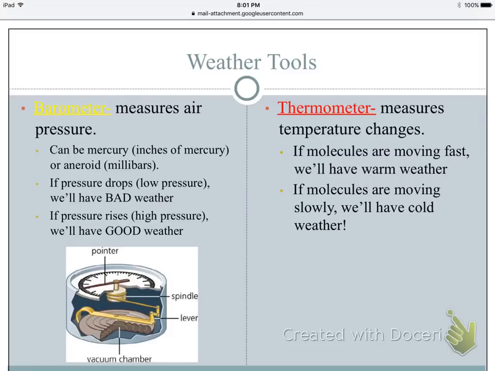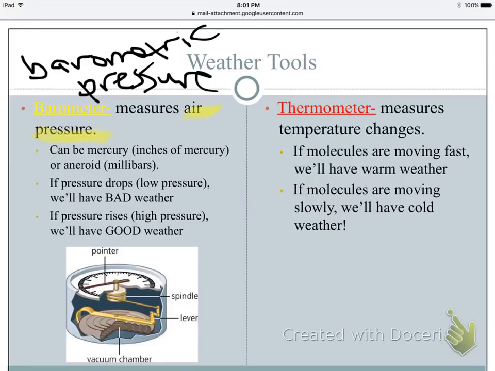So let's talk about different weather tools. The first is a barometer, and a barometer measures air pressure. Remember when I taught you about air pressure, we talked about another word for air pressure or atmospheric pressure being barometric pressure? The barometer measures barometric pressure, or air pressure. It can be a barometer that contains mercury, which will rise and fall based on the air pressure, or it can be an aneroid barometer that uses millibars to measure it.